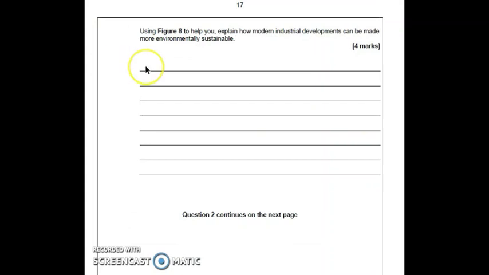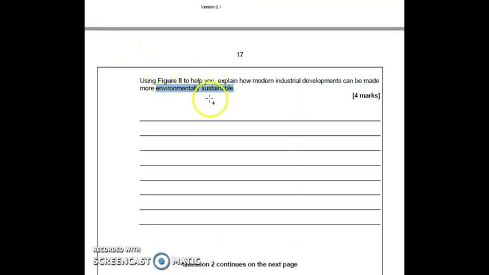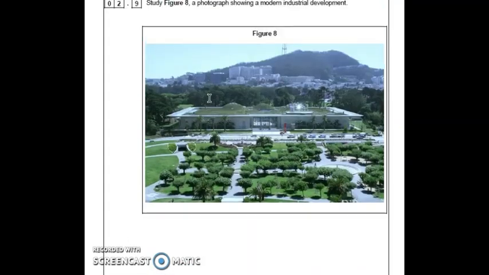Using figure 8 to help you explain how modern industrial developments can be made more environmentally sustainable. So, key thing here, we've got to link our points to environmental sustainability. In other words, what is going to be good for nature now and in the future? So, link it to nature rather than saving money in the future or making people happy or making people's lives better. So, we've got to use figure 8.